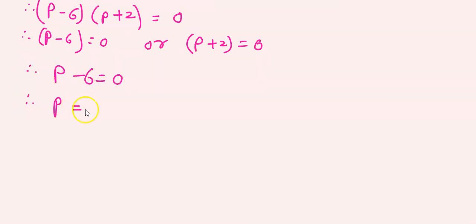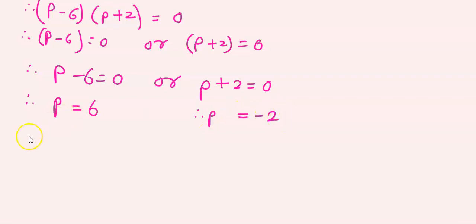So p − 6 = 0. Therefore, if −6 goes to the other side, p is equal to positive 6. Or p + 2 = 0. Therefore, if it goes to the other side, p is equal to negative 2. Therefore, what are the values of p? p is either 6 or p is equal to −2. And that's our answer.